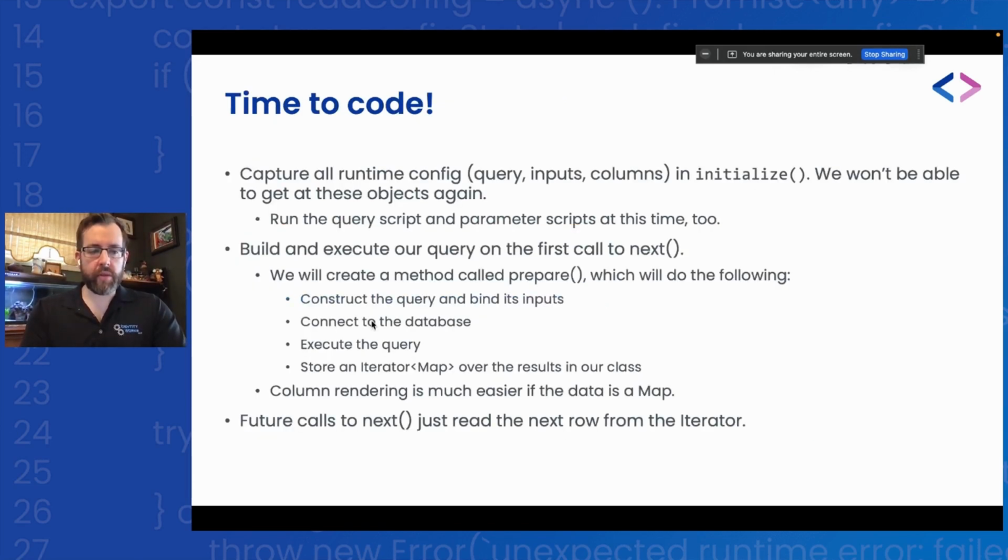So now we're going to do some coding. We're going to do what I said: capture all the runtime config, build and execute our query, and then future calls to next just read the next row from the iterator. The first call to next is going to call a prepare, which you will see, and it does these things. I'm not going to just read the slide at you.